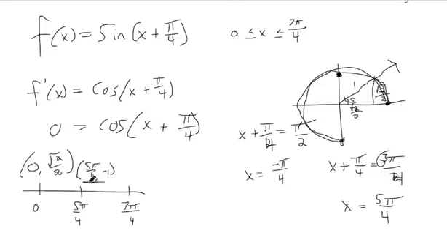So it looks like this might be a minimum, but we still got to check by plugging in 7 pi over 4. If you plug in 7 pi over 4 into the original equation, that gives you 8 pi over 4, which is 2 pi. So that's a full revolution of the circle. Sine is the y-coordinates. So right here, this is at 0.